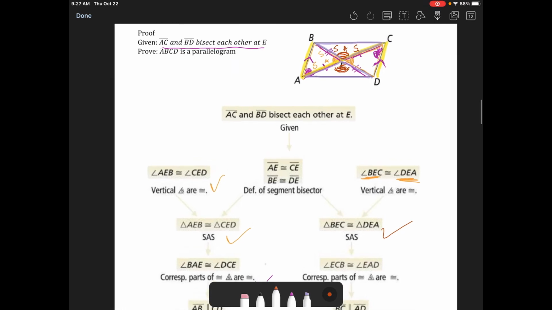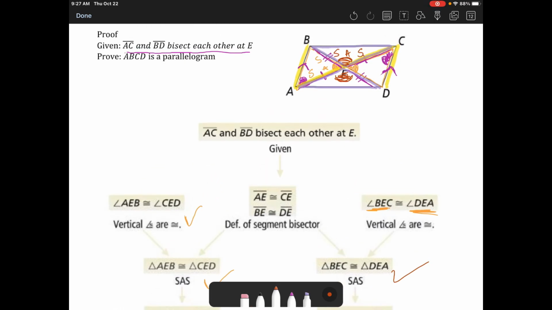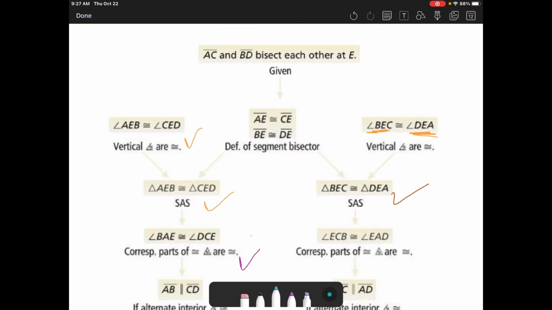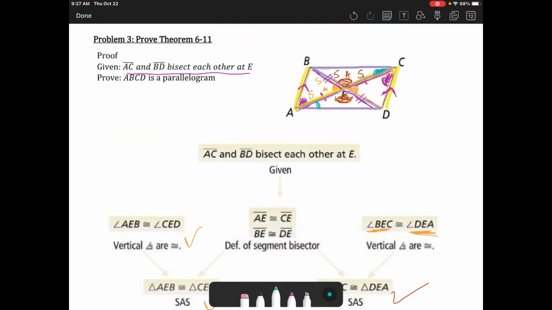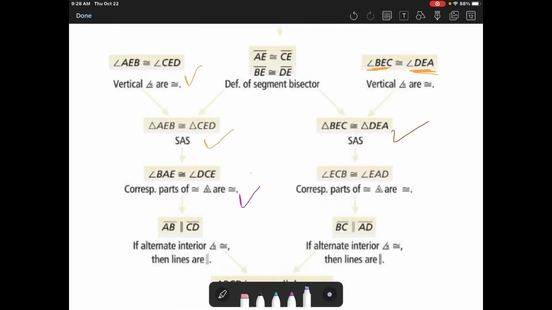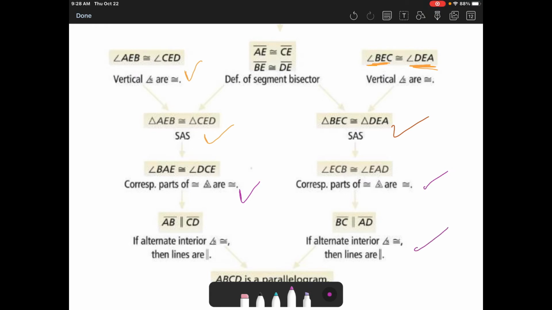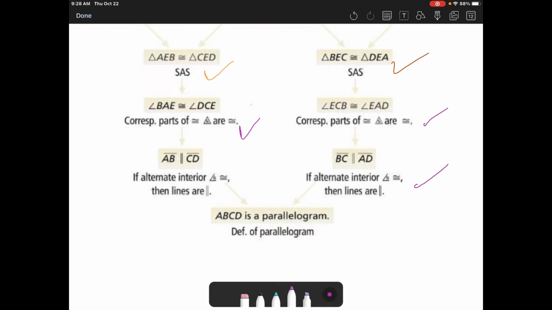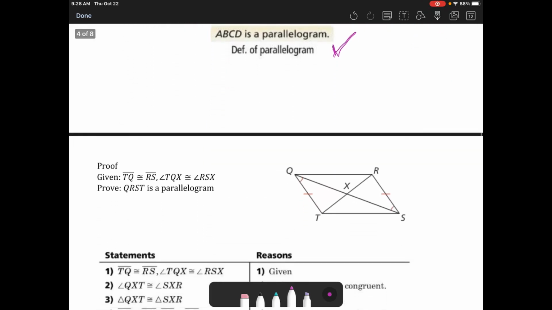So by corresponding parts of congruent triangles, angle ECB, this angle here, and angle EAD, this angle here, are congruent. Well then you can see that this side here and this side here are parallel, because this here is the transversal, and those blue angles are alternate interior congruent angles. So it was the same thing here. Since the opposite sides are parallel, that is the definition of a parallelogram.